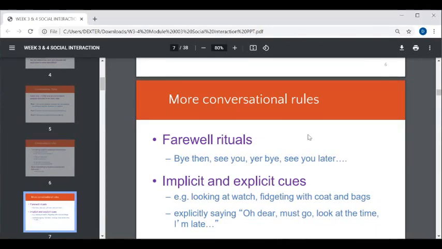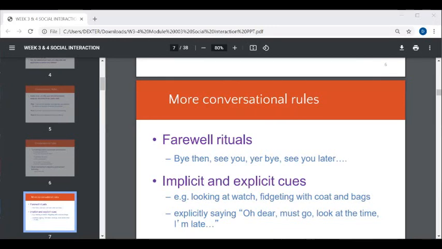Then there are more conversational rules, verbal rituals, and implicit and explicit cues. An example of an implicit cue is when a participant looks at their watch, signaling indirectly to the other participant that they want the conversation to draw to a close. The other participant may choose to acknowledge this cue or carry on and ignore it.